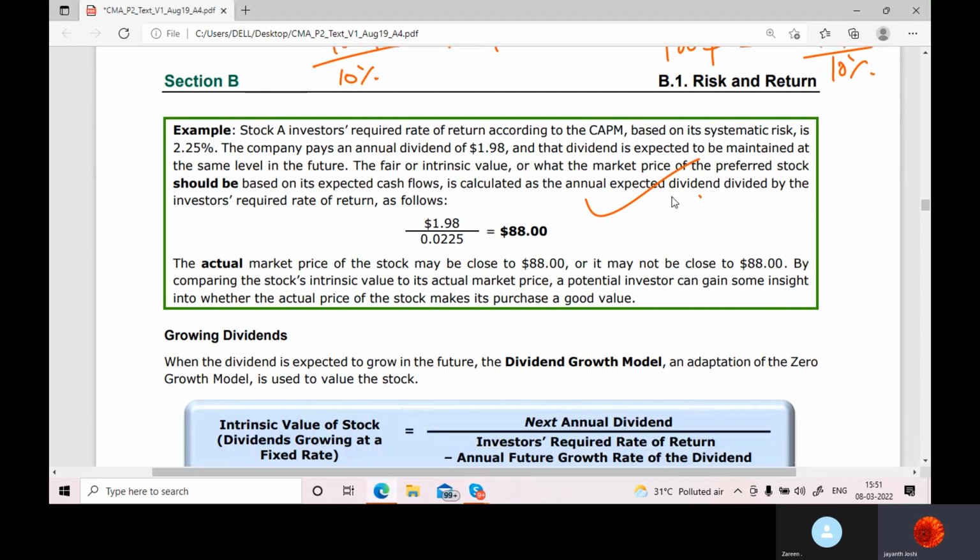Now let's discuss. This is the intrinsic value of the stock. This is the dividends. This is the cost of equity required, that is the required rate of return from the CAPM equation.